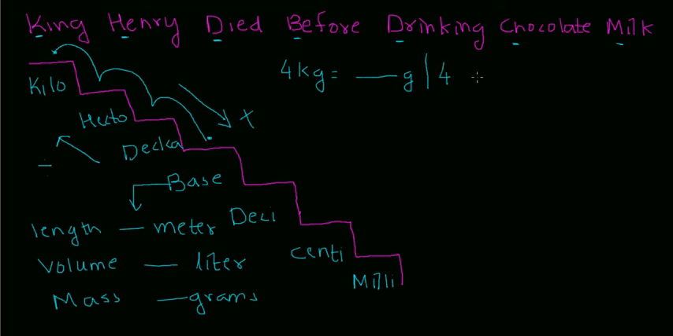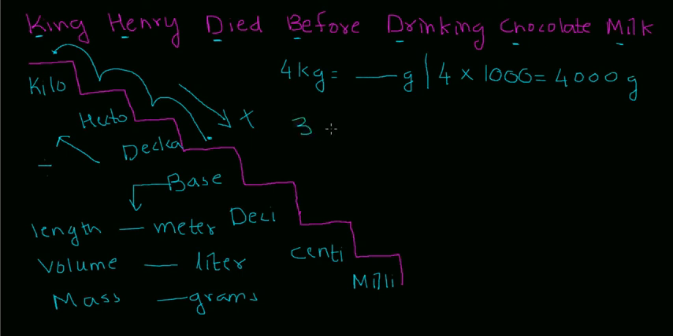So I have to convert 4 multiplied by 1 followed by zeros. The number of zeros corresponds to the number of steps. In this case, there were 3 steps that I had to take to reach from kilo to gram. So that would be 3 zeros, and that would give me 4 into 1000, which is 4000 grams.